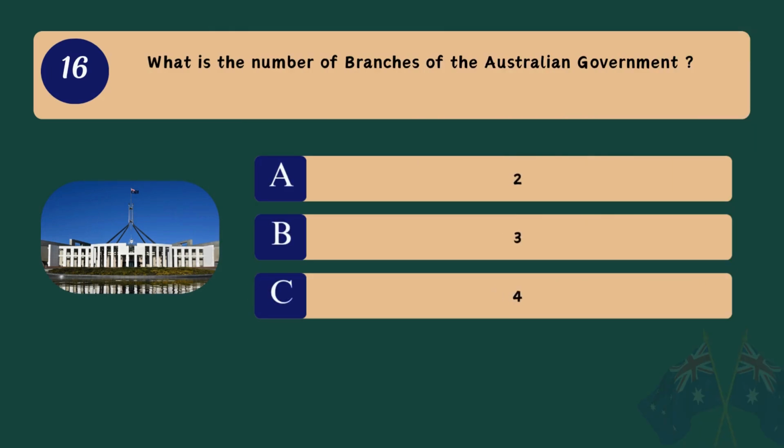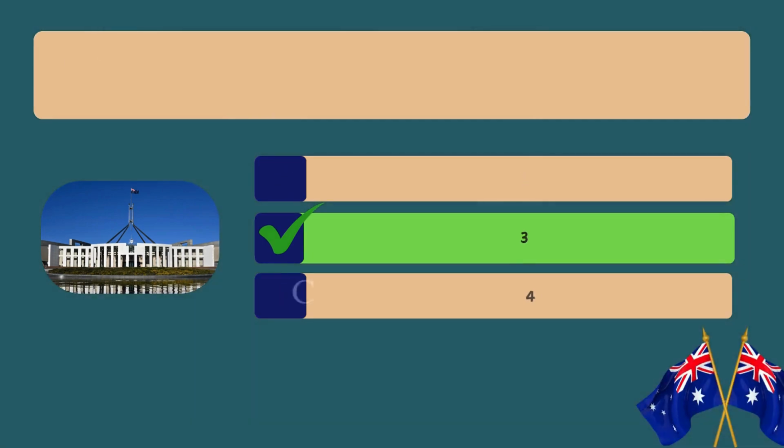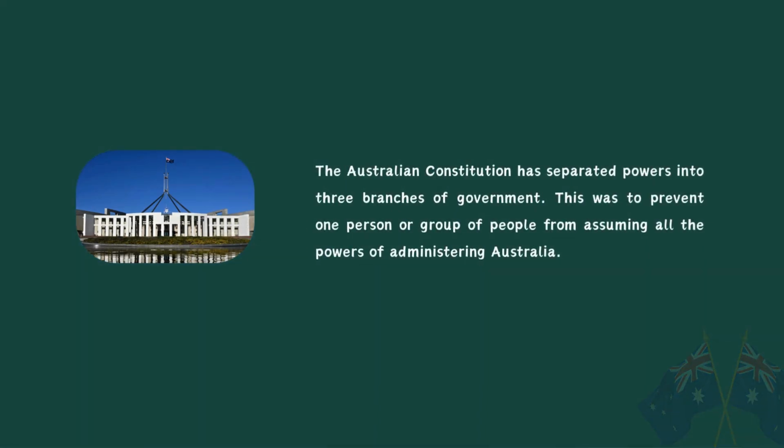Question 16. What is the number of branches of the Australian government? A. 2, B. 3, C. 4. Correct answer B. 3. The Australian Constitution has separated powers into 3 branches of government. This was to prevent one person or group of people from assuming all the powers of administering Australia.